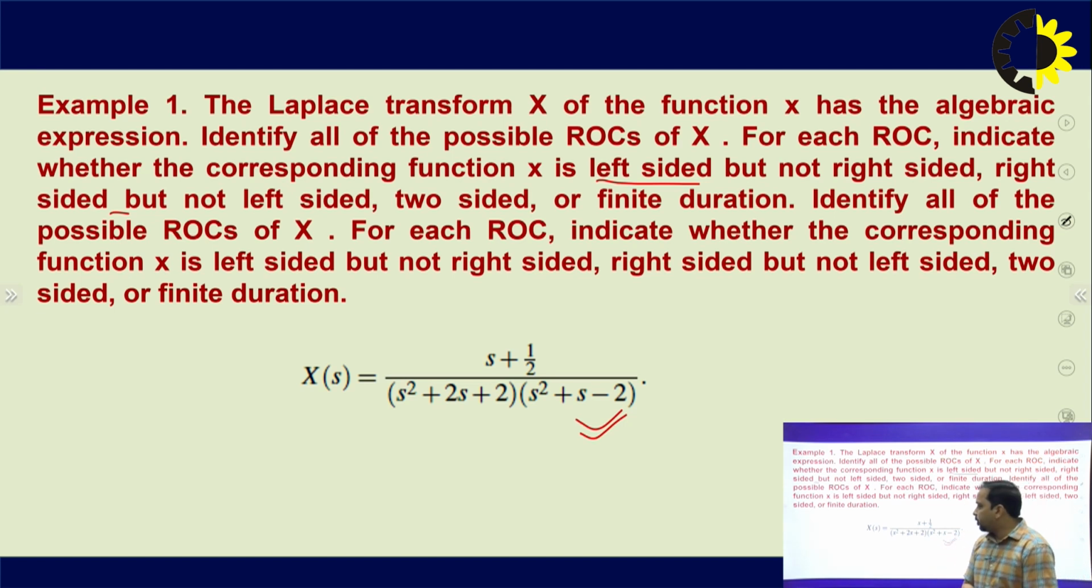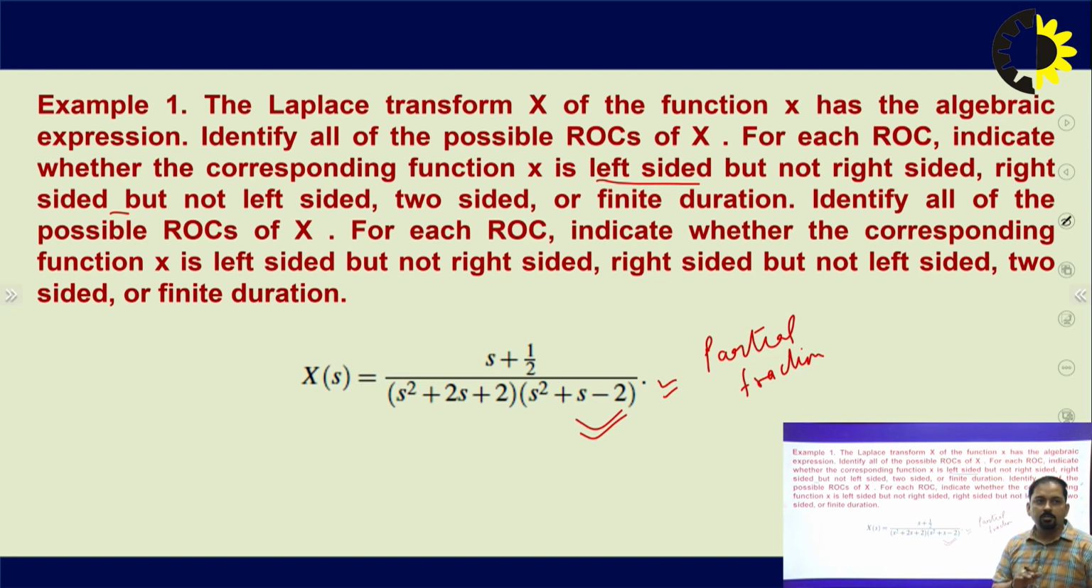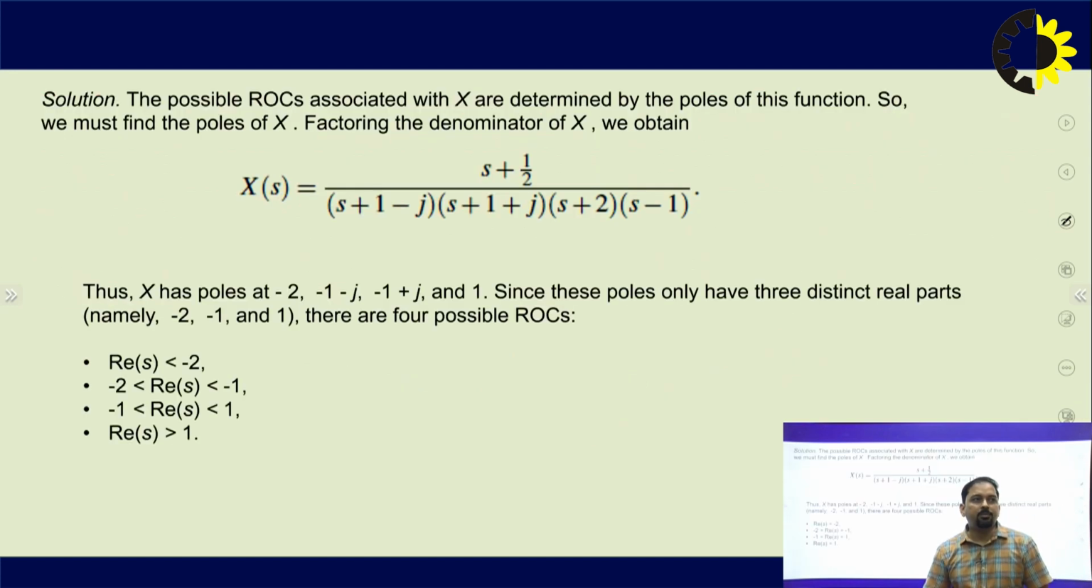So what are the steps? First of all, we need to find the location of poles. To find the location of poles, we remember that we need to perform the partial fraction. Using this partial fraction technique, we find the location of poles and we can mark the region of convergence. We have seen in our last lecture that we have a relationship for the inverse transform calculation, but generally we don't use that formula directly. Instead, we use the partial fraction technique.